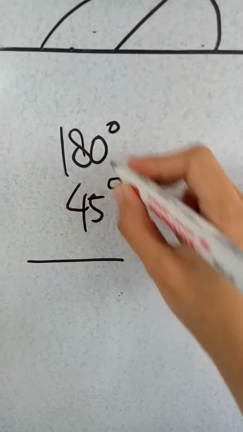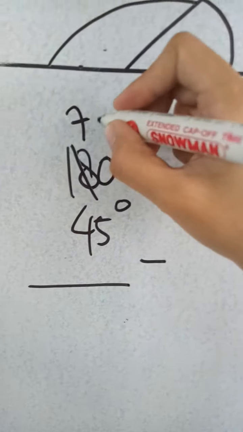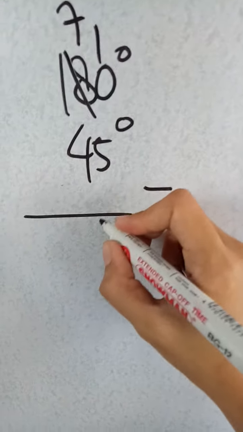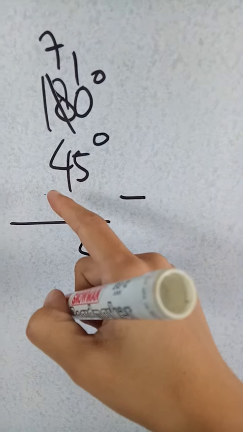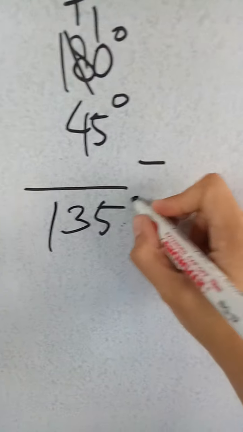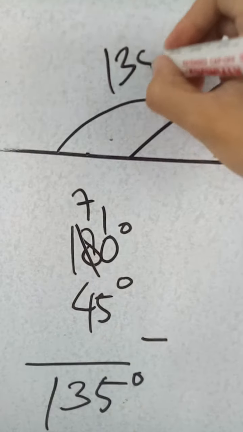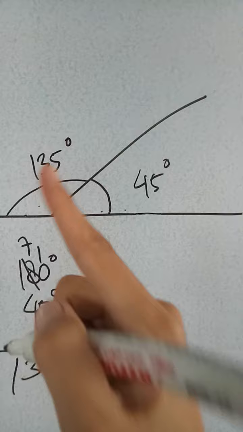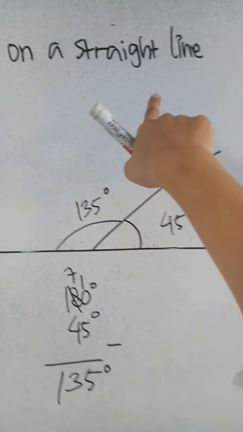We minus them. This one, 0 minus 5 cannot, so it may be 7 and then become 10, so it will be 5. 7 minus 4 is 3, and 1 minus nothing is 1. So the rest is 135 degrees here. Okay, this is really easy for finding angles on a straight line.